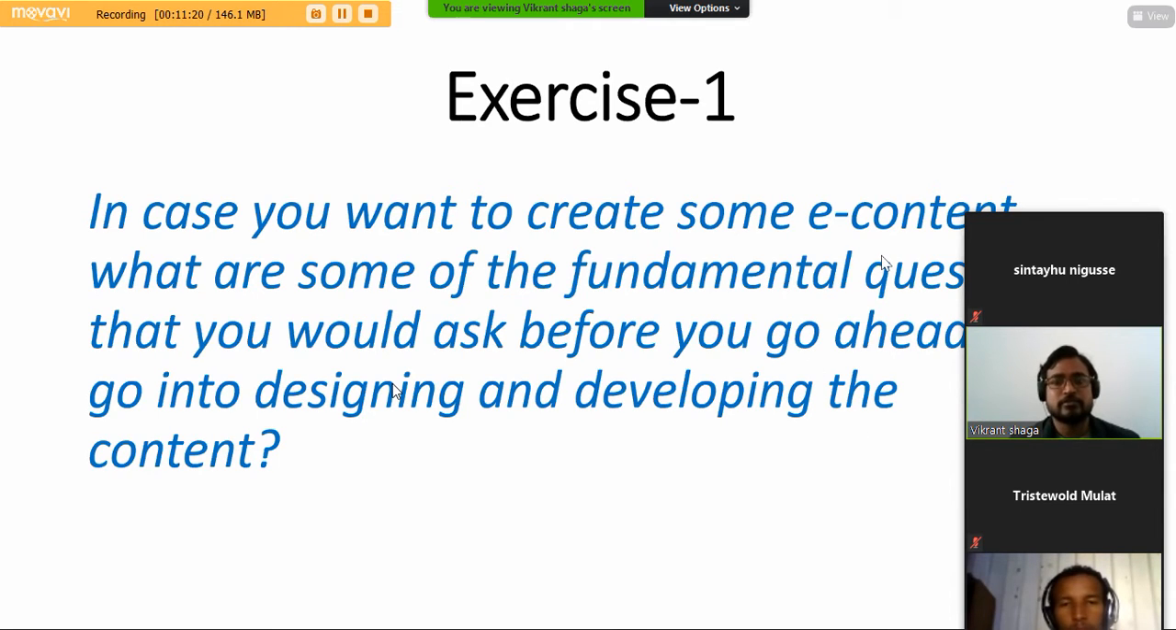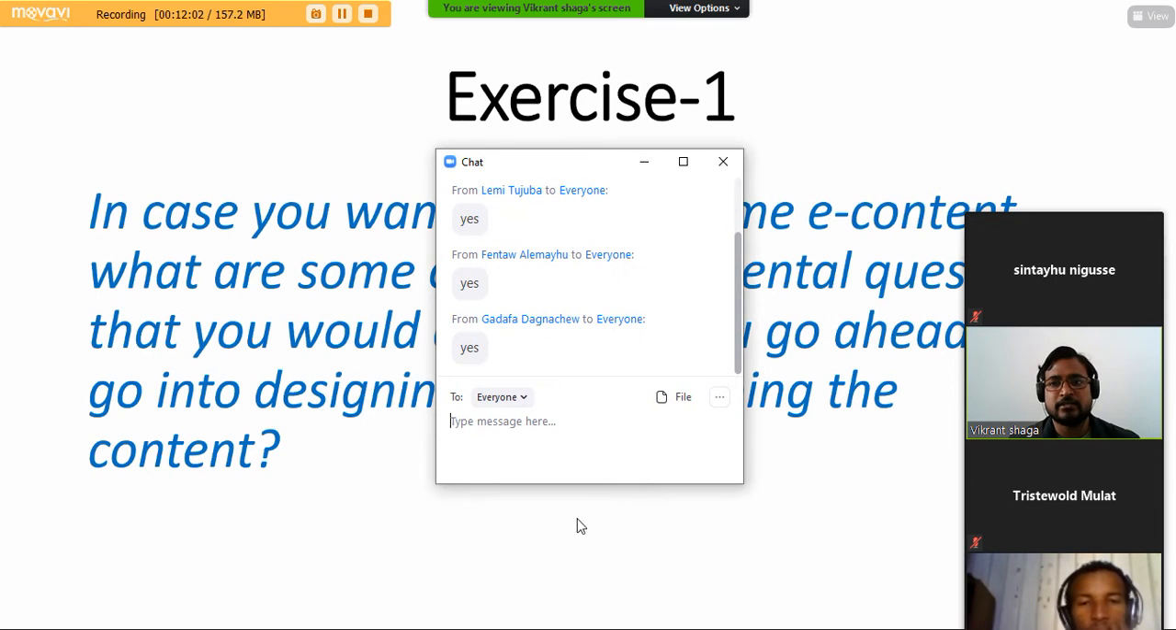I'll repeat what this exercise is. You have to just post it on the chat, or you can raise your hand, the raise hand option is also available, right? I just wanted to know what the fundamental questions are that you can generally ask before designing and developing any course. Did you understand this question? If you understood it, please put your answer on the chat, or raise your hand so that you can give the answer to everyone.